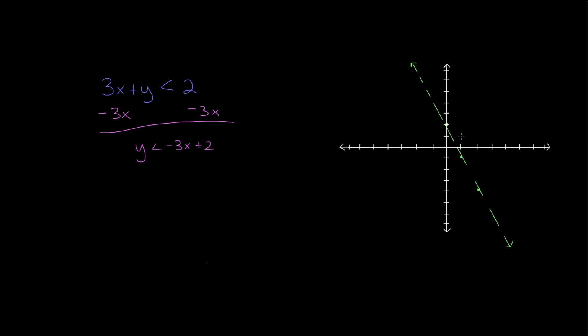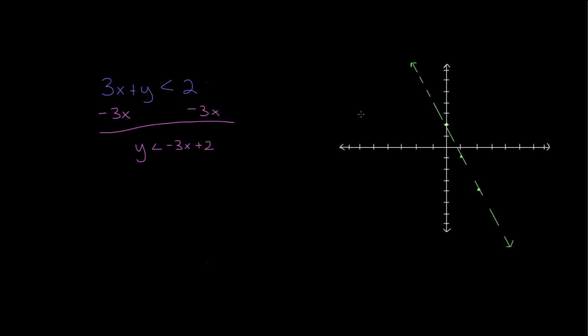Now from here, of course we can't just draw a line because this is an inequality. So while we're graphing our inequality on the graph, we want to be able to see where all of our valid solutions are. So over here it says y is less than negative 3x plus 2. So all of our solutions are going to be below the dashed line because our solution set should be below the line negative 3x plus 2.